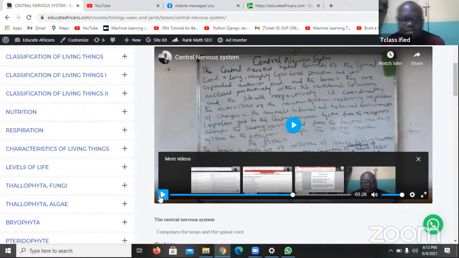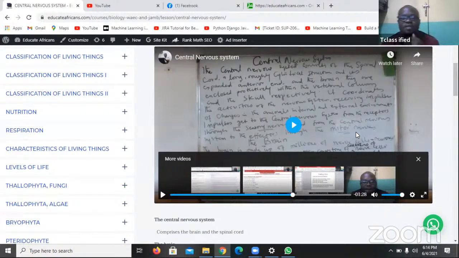So what was being said is what I already said, that the central nervous system consists of the spinal cord, which is a long, roughly cylindrical structure, and the brain. And they are enclosed in protections. For the spinal cord, you have the vertebral column enclosing it, and for the brain, you have the skull. They coordinate the activities of the nervous system by receiving impulses of changes in the animal's internal and external environment. Impulses get to the central nervous system from the receptors through the sensory nerves. So the sensory nerves are those nerves that accept these very impulses. But once the central nervous system interprets it, it gets back through the motor nerve.